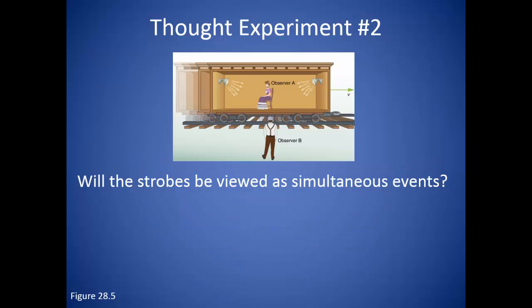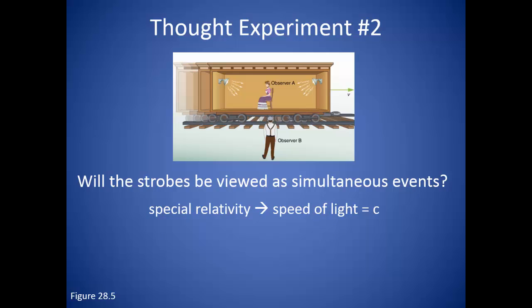Now let's take the same two lights. The lady is still sitting exactly in between the two lights. A man is also standing exactly halfway in between the two lights on the outside of the car. As the lights flash, the car is moving to the right at some velocity, v. So the question here is, will the strobe flashes appear as a simultaneous event for both people?